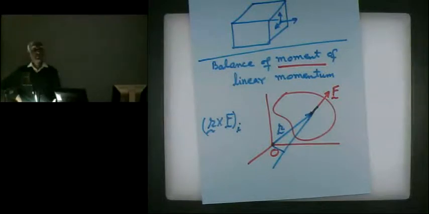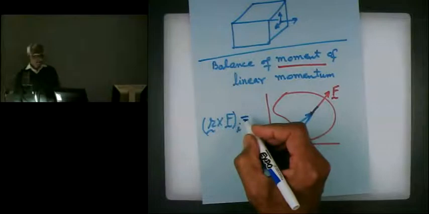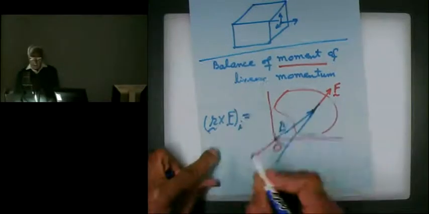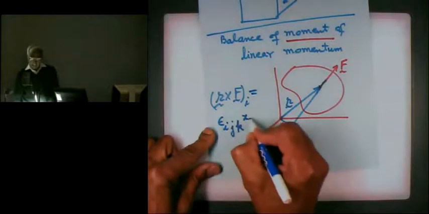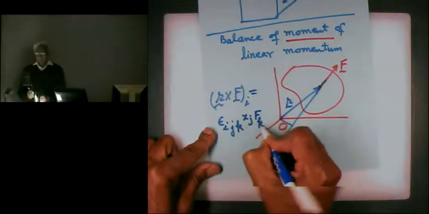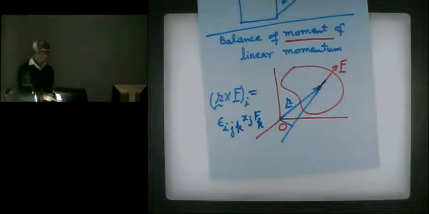The permutation symbol. That means epsilon ijk xj Fk. And that permutation symbol is either 1, or minus 1, or 0, depending upon whether i, j, k form an even or an odd permutation of 1, 2, 3. Okay. So that's a review, basically.